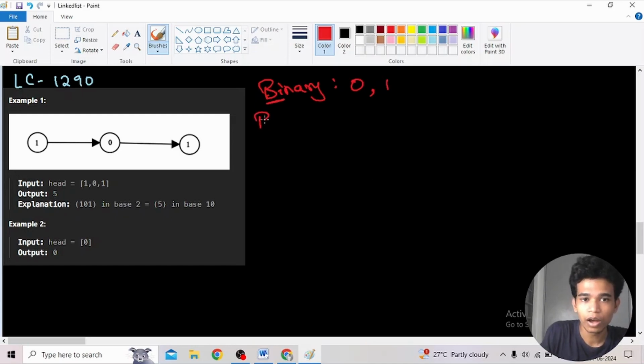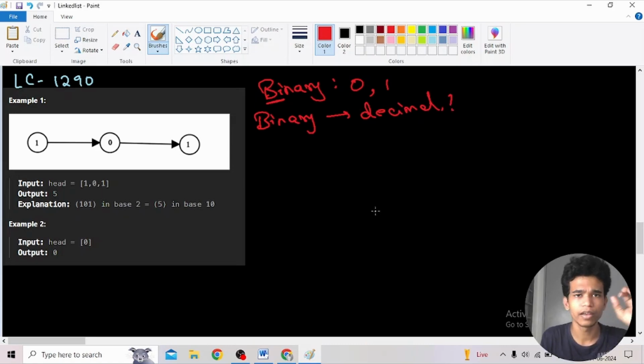Now, how to convert this binary into a decimal? Because that is the question, right? If I have given you a binary representation as 1001, let us take, or else, 1000. The binary representation will be written like this, base of 2.